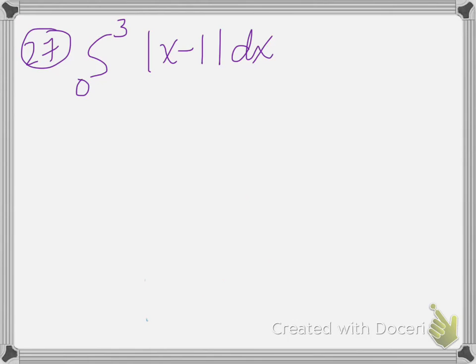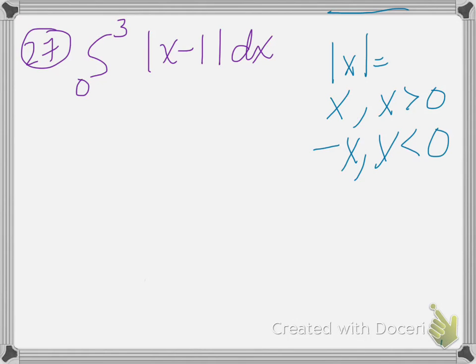Okay, so what you have to do for this, and these are not a very popular type of question that you'll see on the AP exam, but I'm going to go over it just in case. So you know how when you have absolute value of x, it could either equal x if x is greater than 0, or negative x if x is less than 0. Okay, so you have to consider that for here.